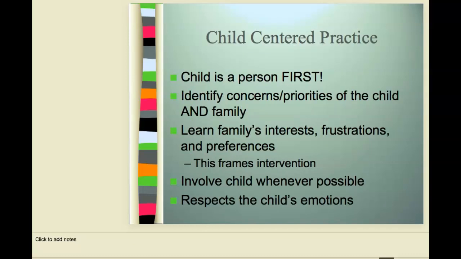So remember, the child is a person first. They're not somebody who has CP or somebody with Duchenne MD. They're a person first. So you really need to look at what are the concerns and the priorities of the child and the family. What is it they need and want to do that they are unable to do, right? It's also important, obviously, to find out what the family's interests and preferences are, because this is really going to tell you what you're going to do for intervention, right?